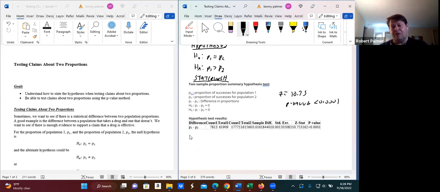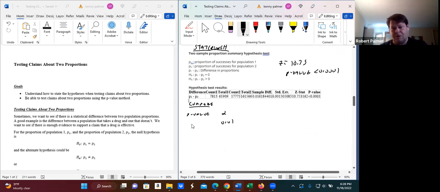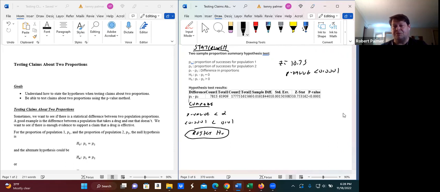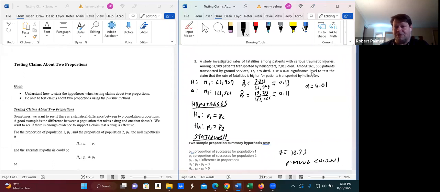Okay, so let's get our comparison for our test. Compare the p-value and alpha. Alpha was 0.01. And the p-value is much less than 0.0001, so obviously that's less. And so we can reject the null hypothesis. Okay, so let's go back to our claim. What that means is that the claim was that the rate of fatalities is higher among patients transported by helicopter, so there's enough statistical evidence to support that claim.